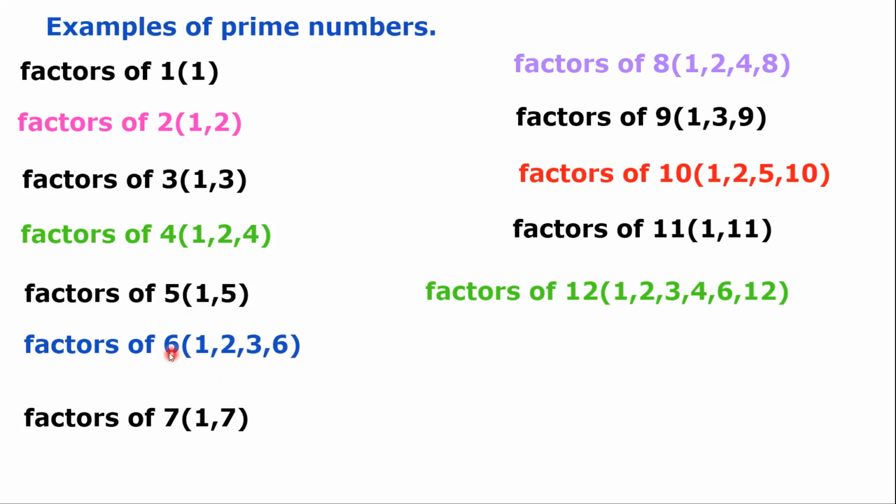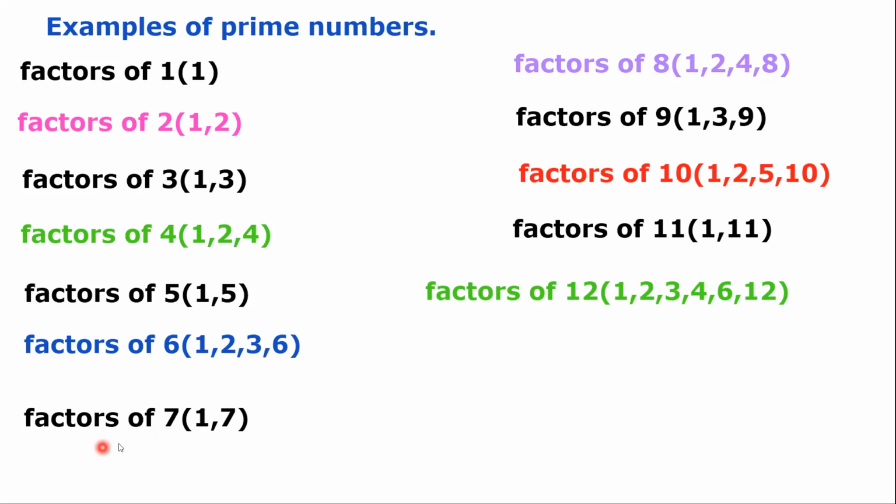Why isn't 6 a prime number? Because it has more than two factors: 1, 2, 3, 4. It has 4 factors, so 6 is a composite number because it has more than two factors. Composite numbers are numbers with more than two factors, while prime numbers are numbers with exactly two factors.